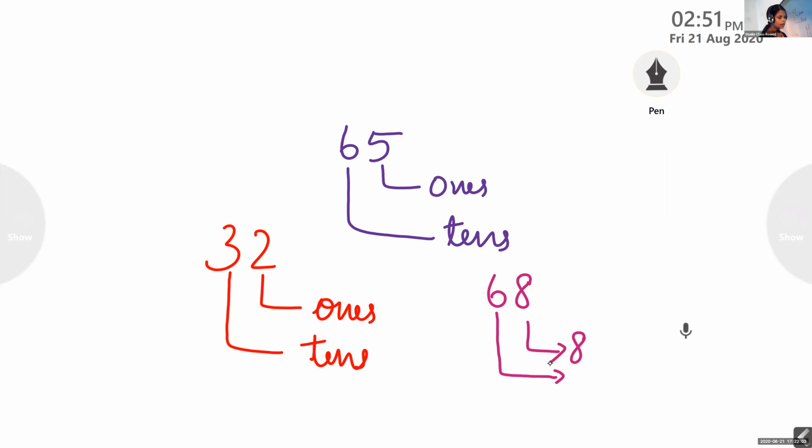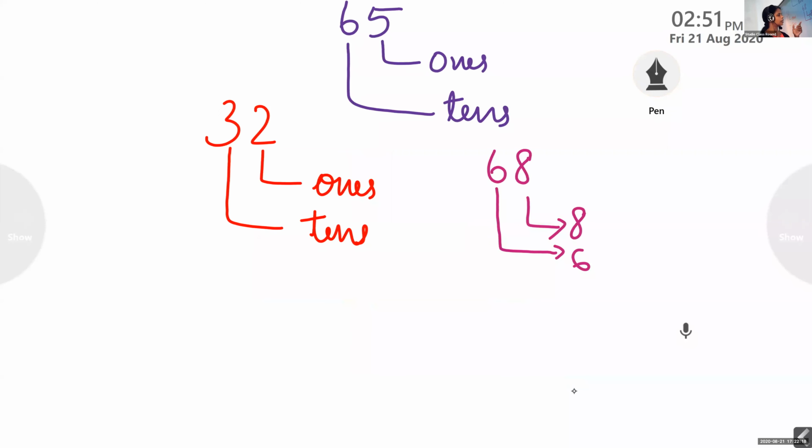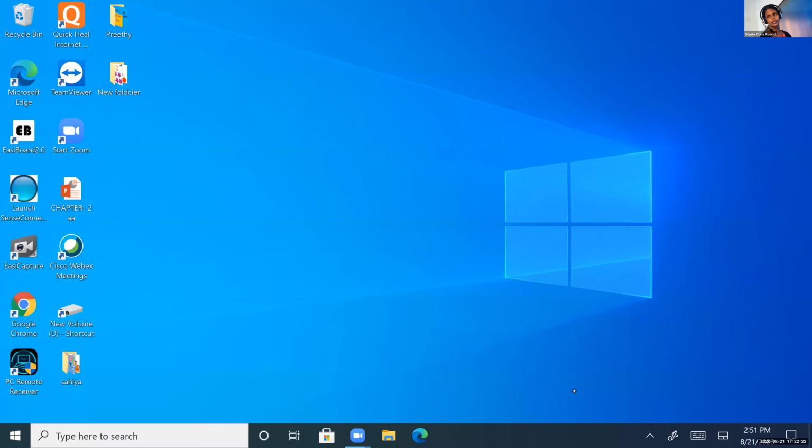6. What is the tens place? 6. So we have the digit at the ones place is 8 and the tens place is 6.